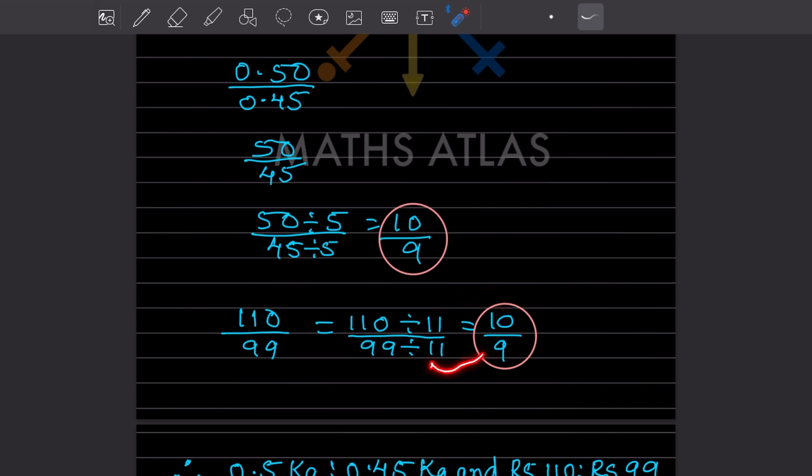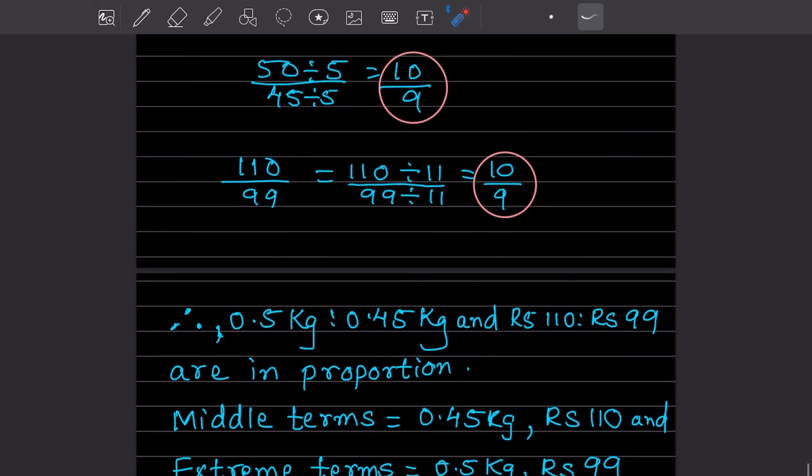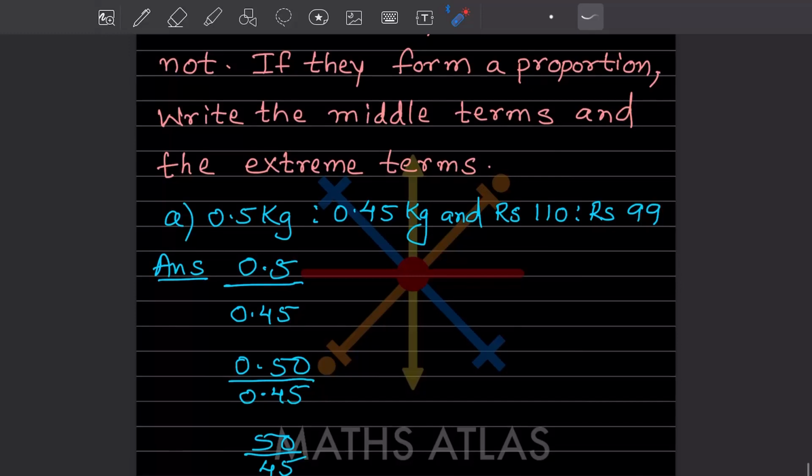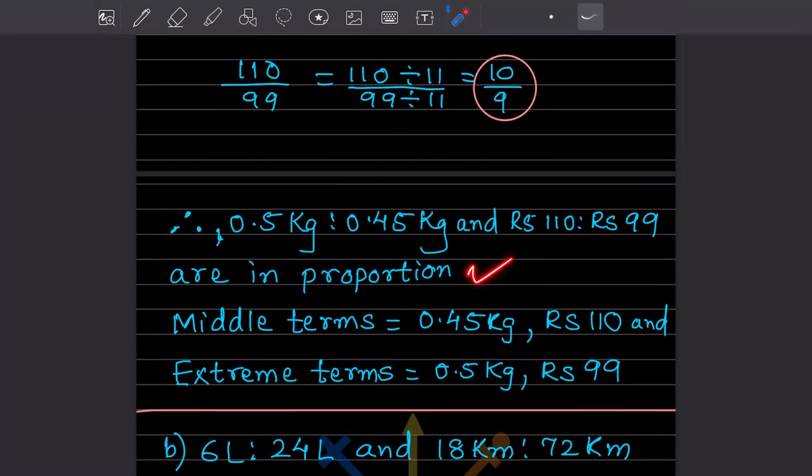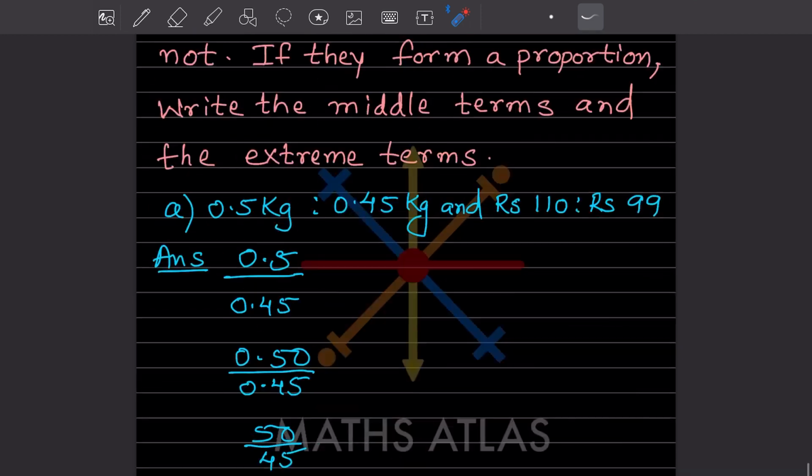And this will be 9 over here. Okay, when you divide this. So now what you can see, these both are same, isn't it? So we can say, therefore, 0.5 kg, whatever is in the question, the same thing. These all are in proportion. And then they asked us, what did they ask here?